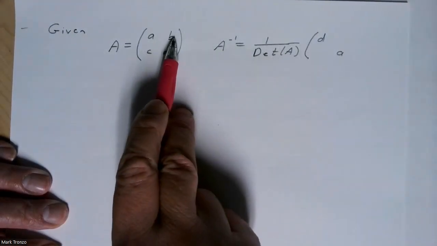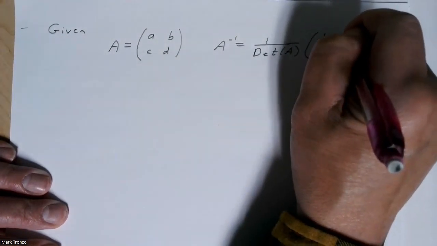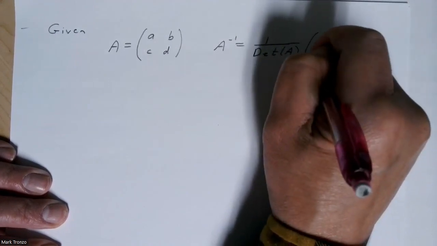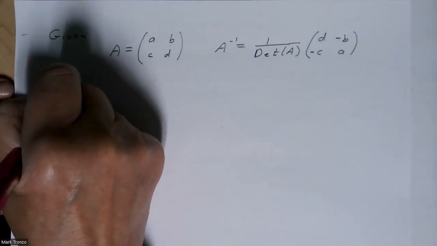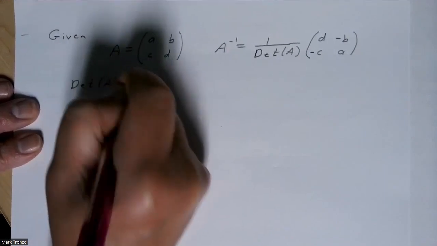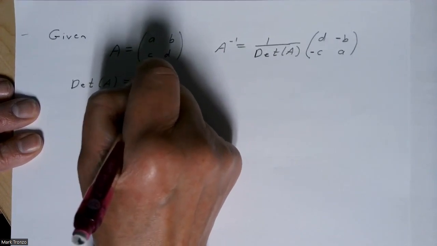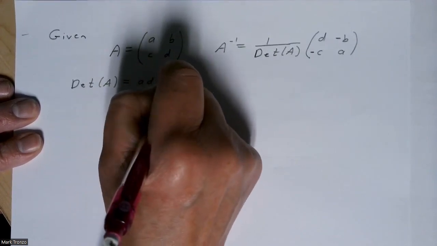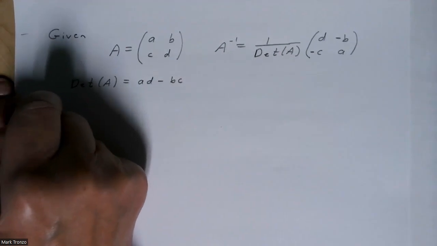And we change signs of these two. So if this was positive, it becomes negative. If this was positive, it becomes negative. Or if it was negative, it will become positive. And now recall, of course, the determinant of A for a 2x2 is given by upper left times lower right minus upper right times lower left, like this.